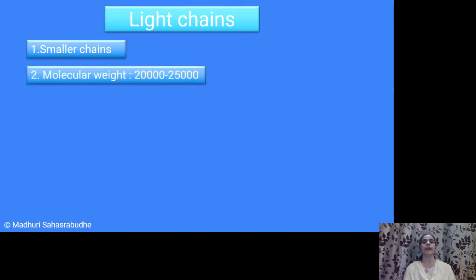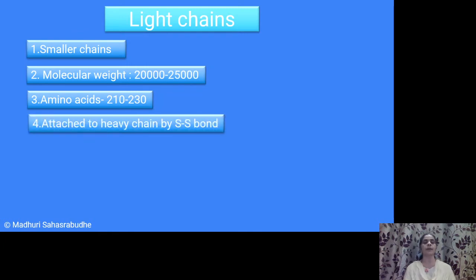We'll see in detail about the light chains. Why are they called light chains? Because they are smaller chains, with molecular weight ranging from 20,000 to 25,000. Amino acids range from 210 to 230. They attach to the heavy chain by disulfide bond. SS bond is called a disulfide bond. As we have seen in the diagram, there are two small chains and two large chains. So the two small chains are called light chains.